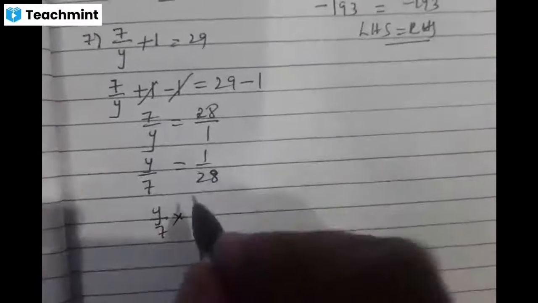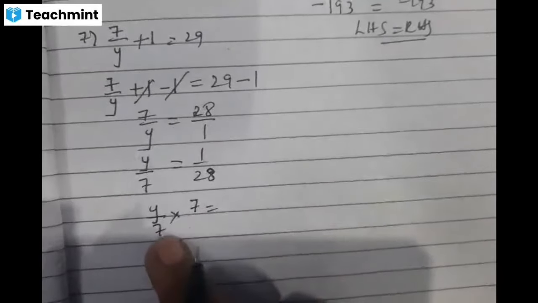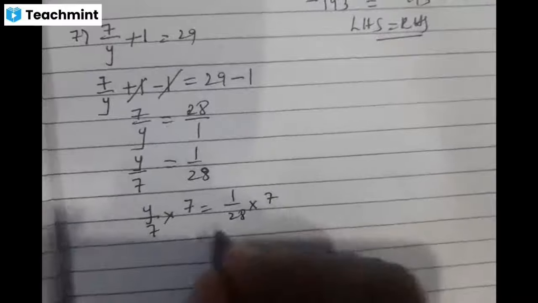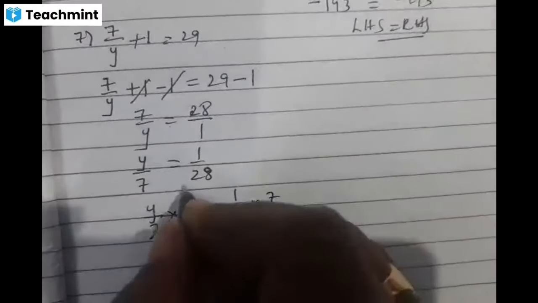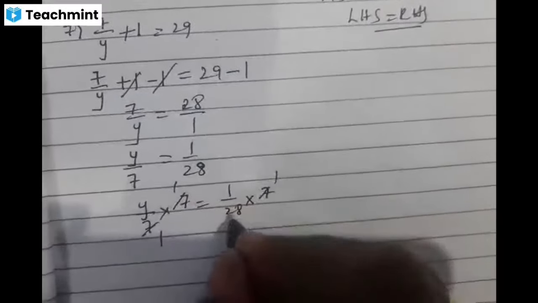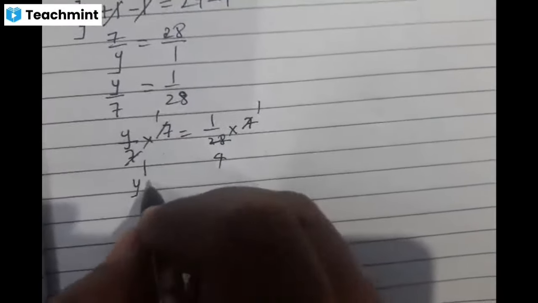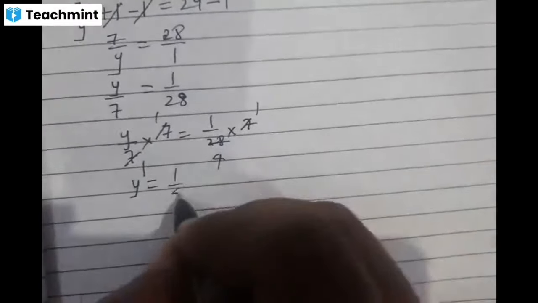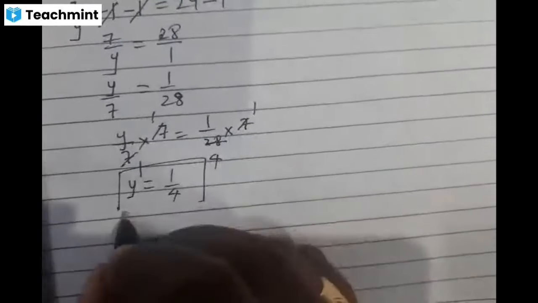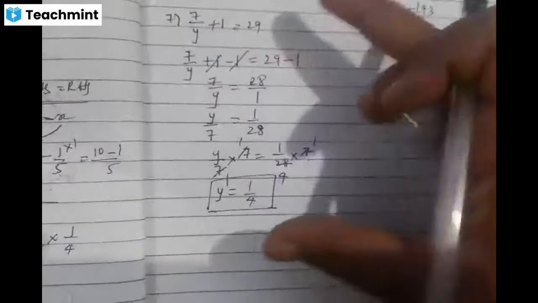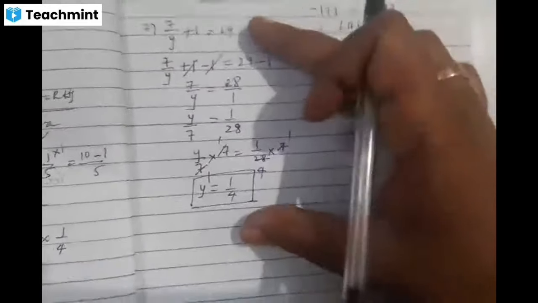Now y by 7 is there. To remove by 7, what do I have to do? Multiply by 7. 1 by 28 again into 7. So 7 ones are 7, and 7 fours are 28, they get cancelled. What are you left with in the left hand side? y is equal to 1 by 4. In this way, you find the value of y. Children, you have to practice this problem more and more times so that it will be perfect for you.